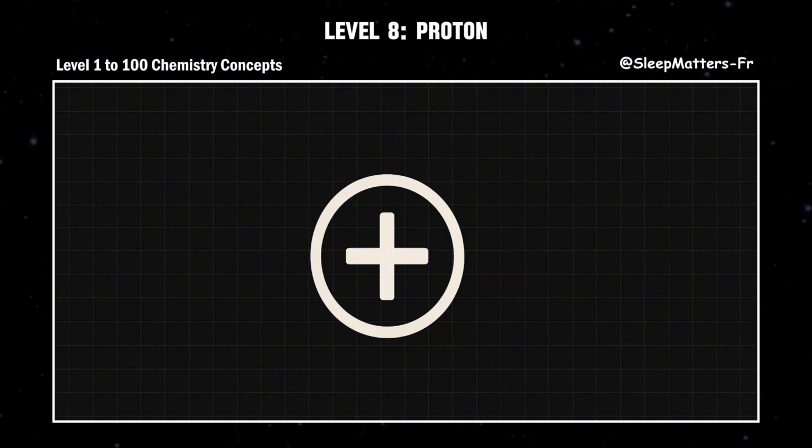Protons are not just particles. They are the keepers of identity in the atomic world. They decide the nature of everything, from the air you breathe to the stars you see. They are the silent creators of matter.